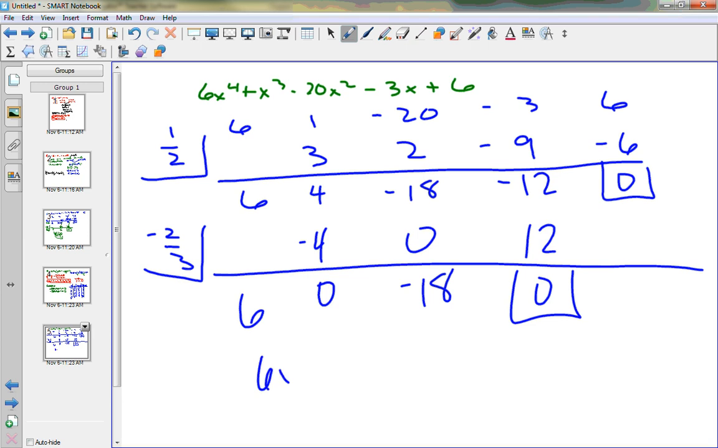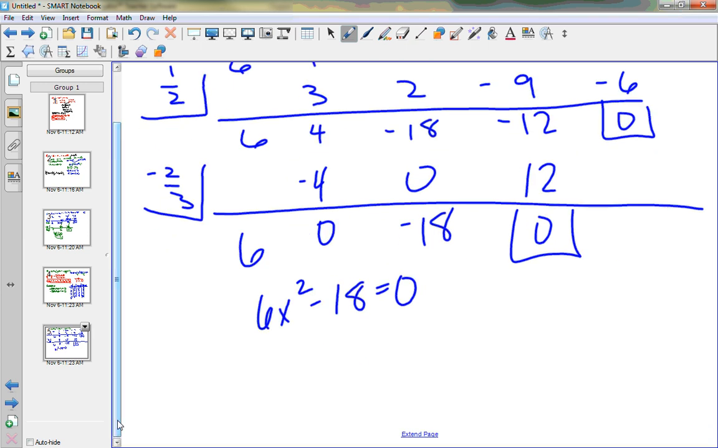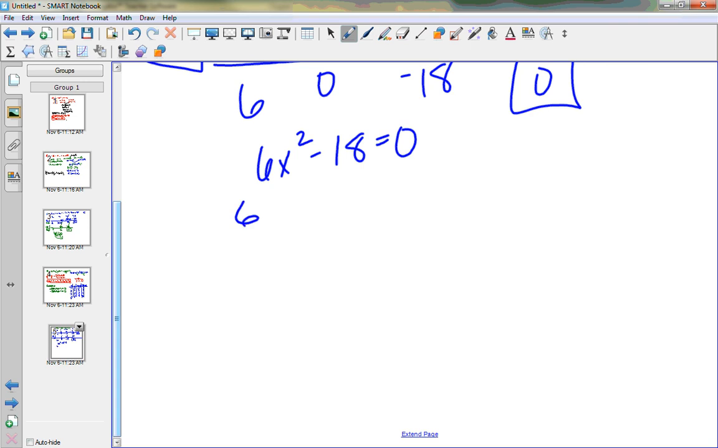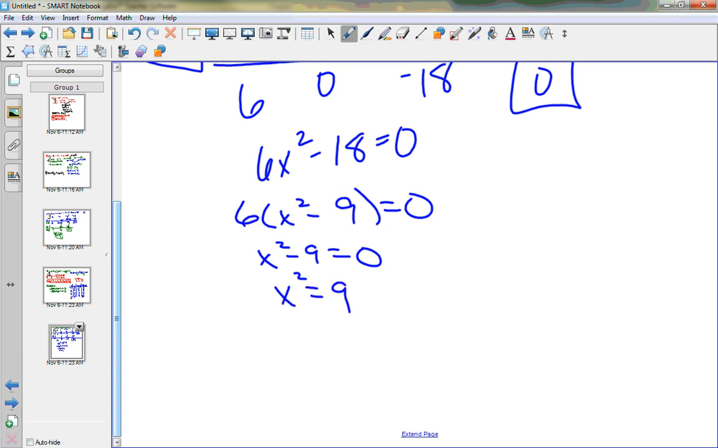So you have 6x squared minus 18 is equal to 0. I'm going to pull out a factor of 6. So x squared minus 9 is equal to 0. So x squared is equal to 9. So x is equal to plus or minus the square root of 3.